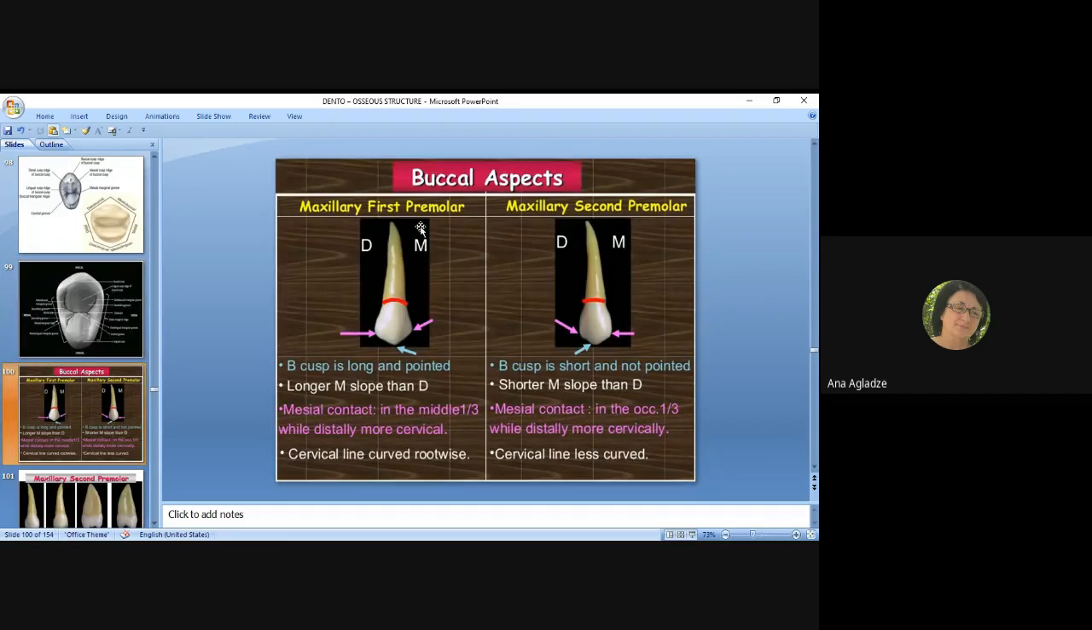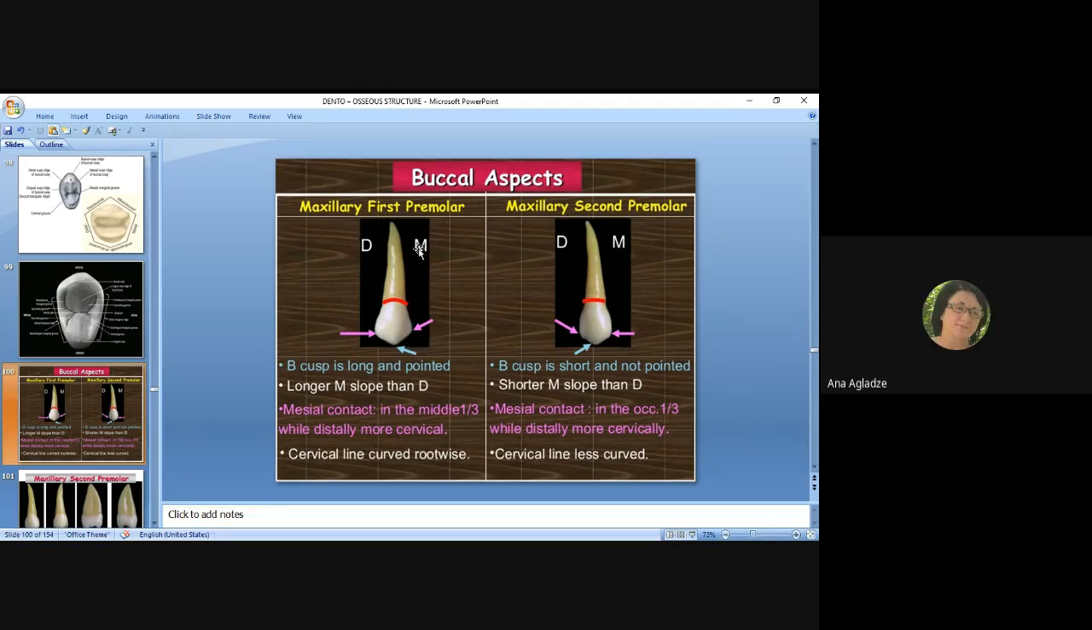This is the comparison of maxillary first premolar and the maxillary second premolar. And what is the difference between them? The buccal cusp is long and pointed. And do you see? Yes, yes, we can see, doctor. The cusp is longer.